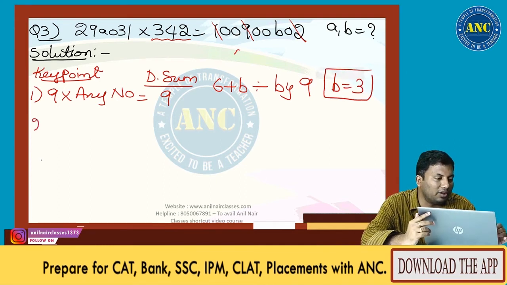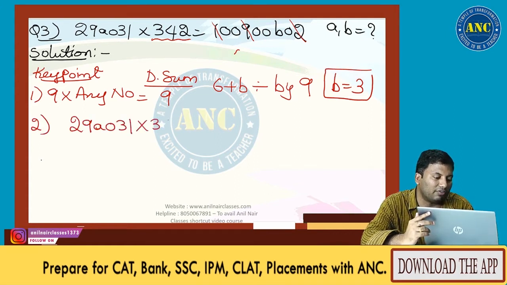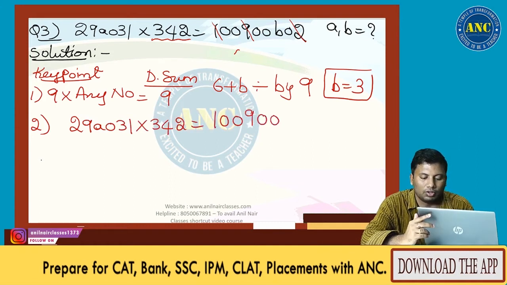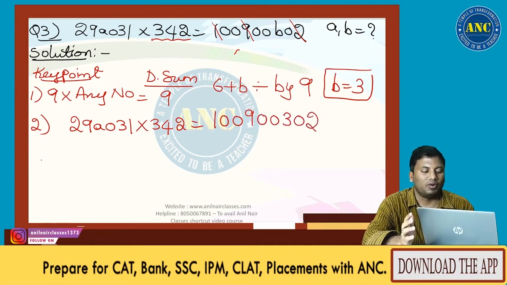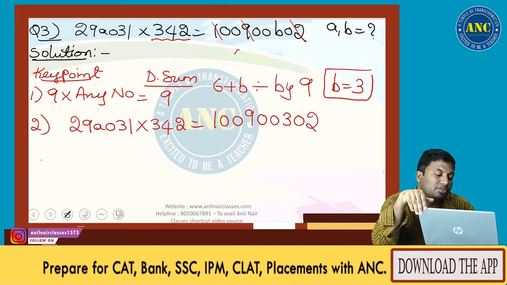Once we got B value 3, it is nothing but 29A031 into 342 equivalent to 100,900,302. One way is divide and do it. That is a very complicated method. Now see here. 342 is divisible by 9.